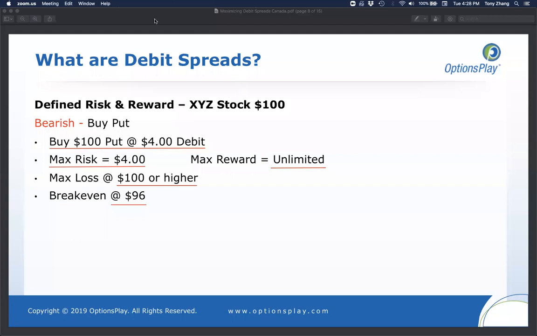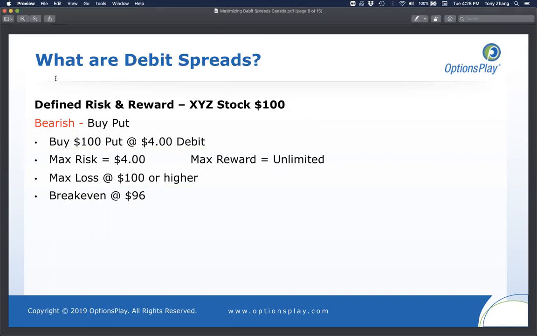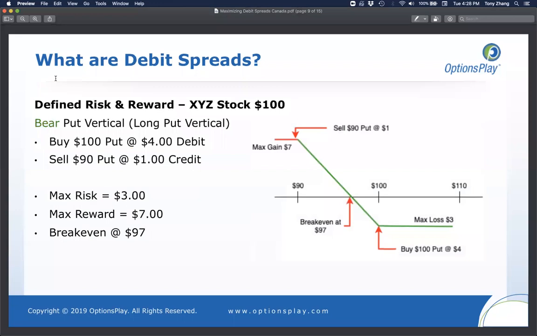So the stock needs to actually decline by 4% just for this strategy to break even. So again, what we want to do in order to maximize our returns and minimize our risk is to simply trade a vertical spread. So now we're just doing the exact opposite. We're still going to buy that 100 strike put for $4, but what we're going to do is sell a 90 strike put for $1.